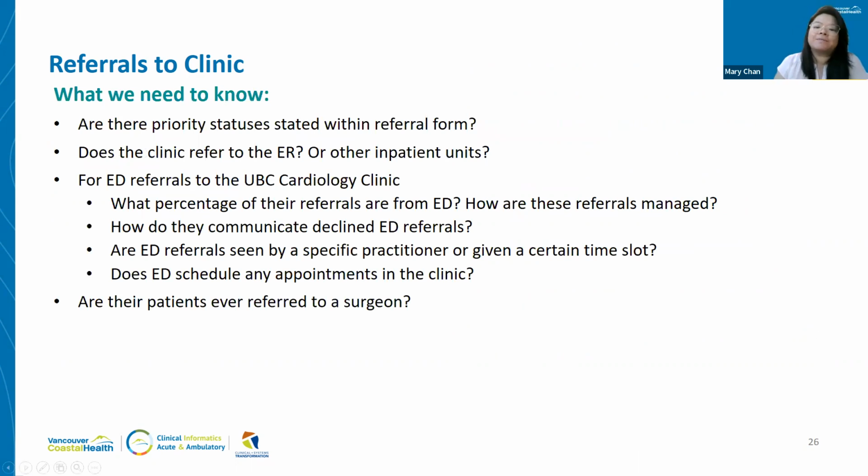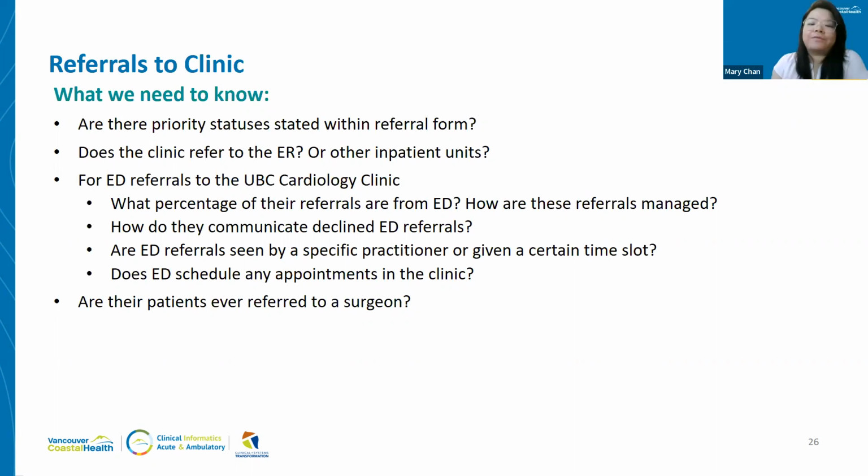Are there priority statuses within the referral forms with patients? Yes, they do. And what are those? Can you tell me about those statuses? Well, some of them come back as urgent or ASAP that we need to book right away, or some are elective or semi-elective.